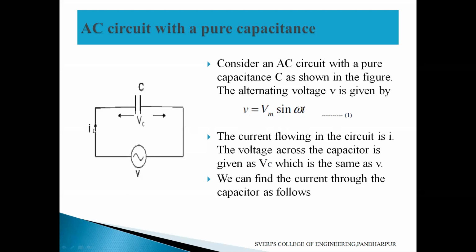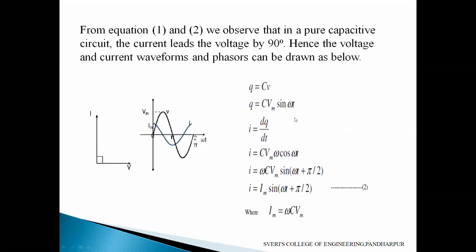Next, we have to identify the current equation as well as the total power equation of the circuit. The voltage equation is V equal to Vm sin omega t. Next, we will go further to identify the current equation. We know Q equal to CV. All of you know this formula: the charge equals the capacitance of the capacitor times the voltage. Q equal to CV, the basic formula of charge.